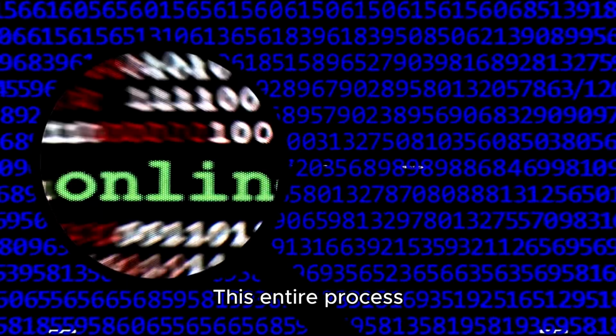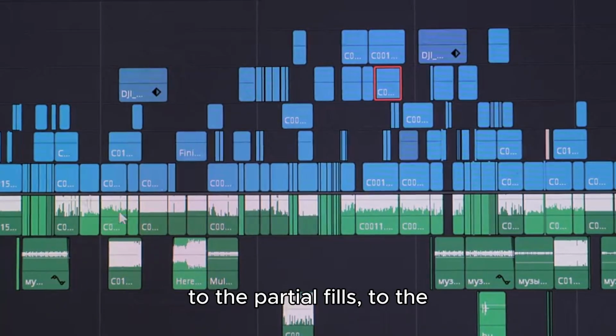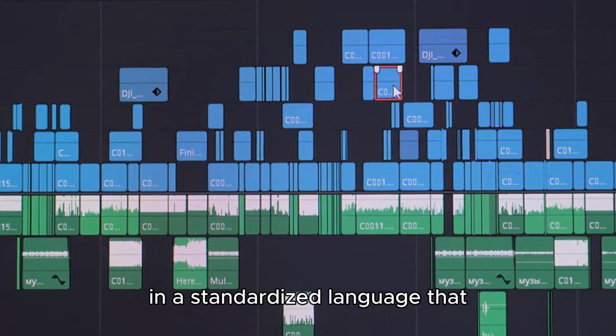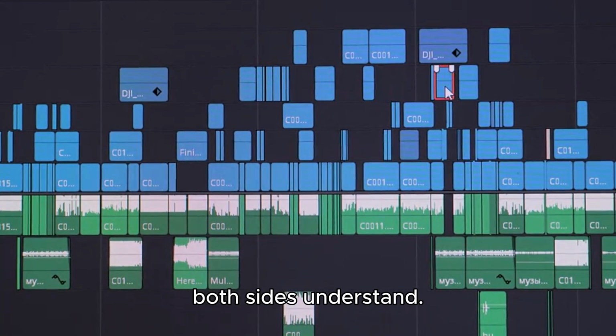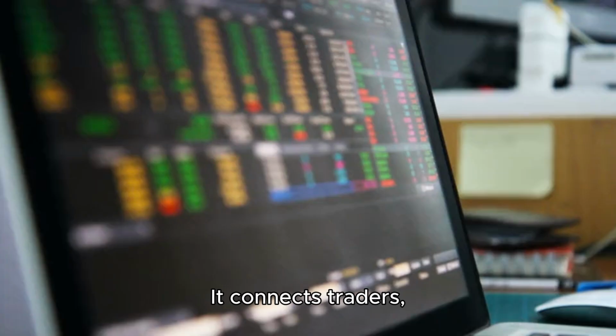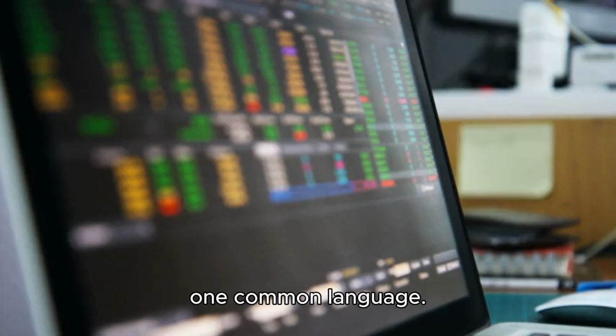This entire process happens in real time using the FIX protocol. Every step, from the new order to the partial fills to the final booking, is communicated in a standardized language that both sides understand. That's why FIX is called the backbone of electronic trading. It connects traders, brokers, and exchanges in one common language.